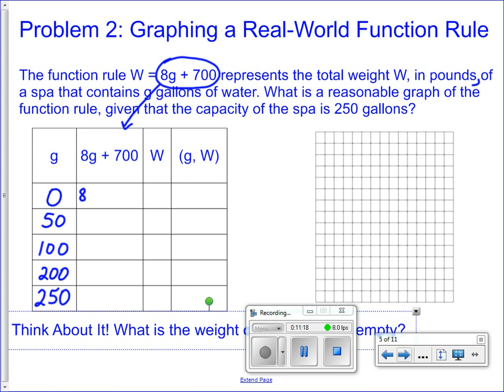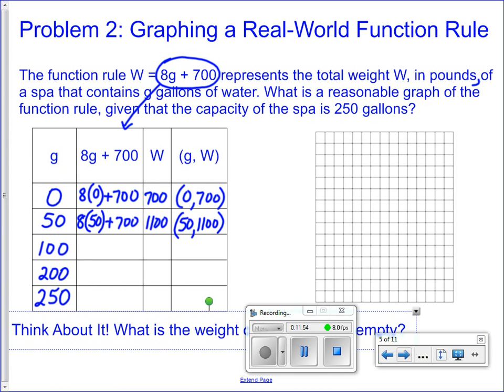So we're going to take 8 times 0 plus 700. 8 times 0 is 0, plus 700 would be 700. So I have the ordered pair 0, 700. All right. Next, I'm going to substitute 50 in for my gallons. 8 times 50 is 400, plus 700 would be 1100, and that would be pounds. So I have the ordered pair 50 and 1100.